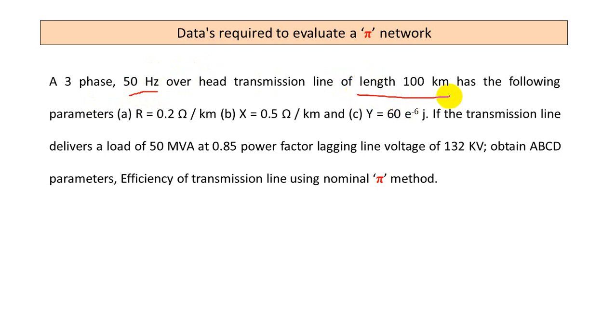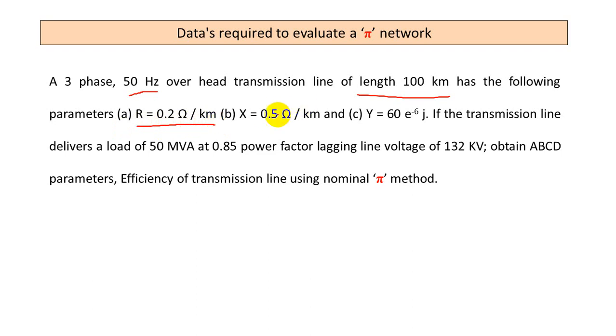They have given 0.2 ohm per kilometer. The transmission line has a resistance of 0.2 ohm per kilometer. For every kilometer it is 0.2, so for 1 kilometer, how much will it have? It will have 0.2 multiplied by 10 power 3. That is the resistance of the transmission line per kilometer.